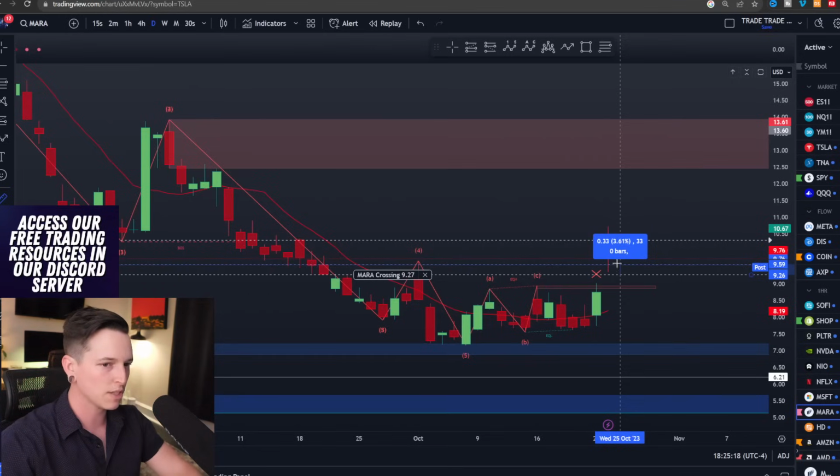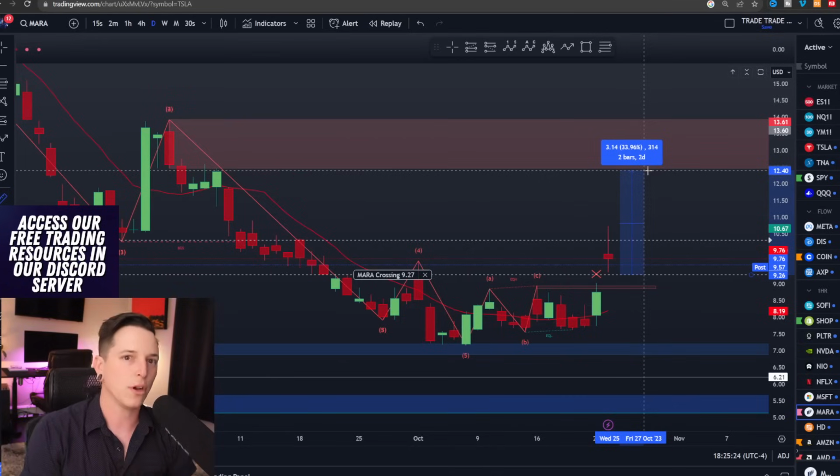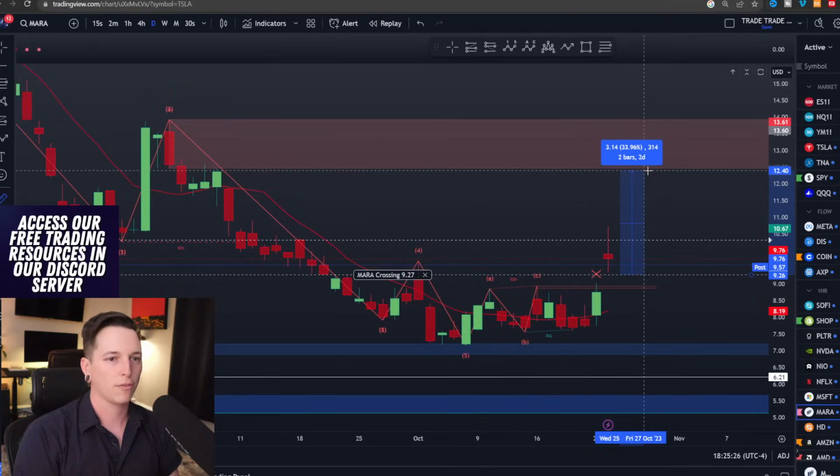If we can hold over 9 this week, we could see them move up to 1250. As of now, there is no order block resistance from here to 1250. So as long as we hold $9 this week, I do believe in the next couple of weeks, we should see Mara back up at 1250.